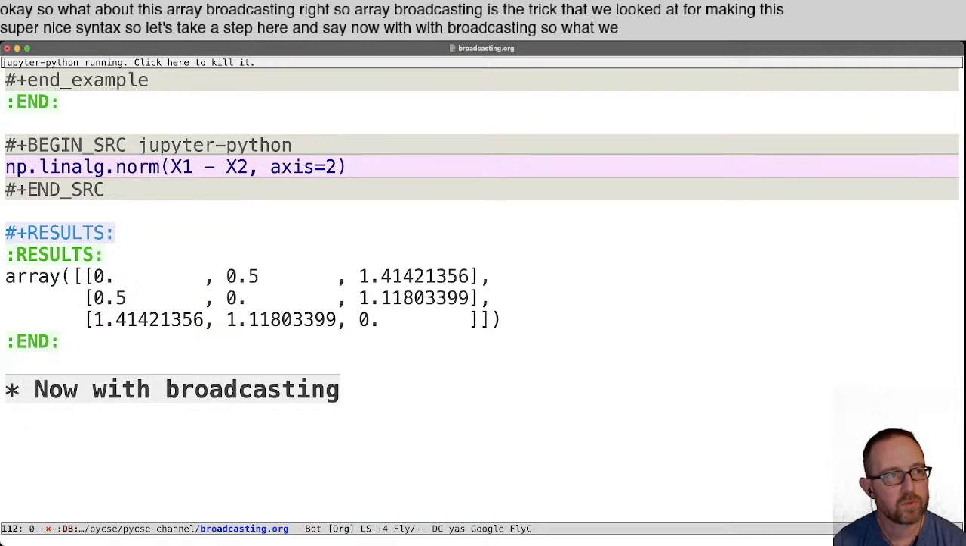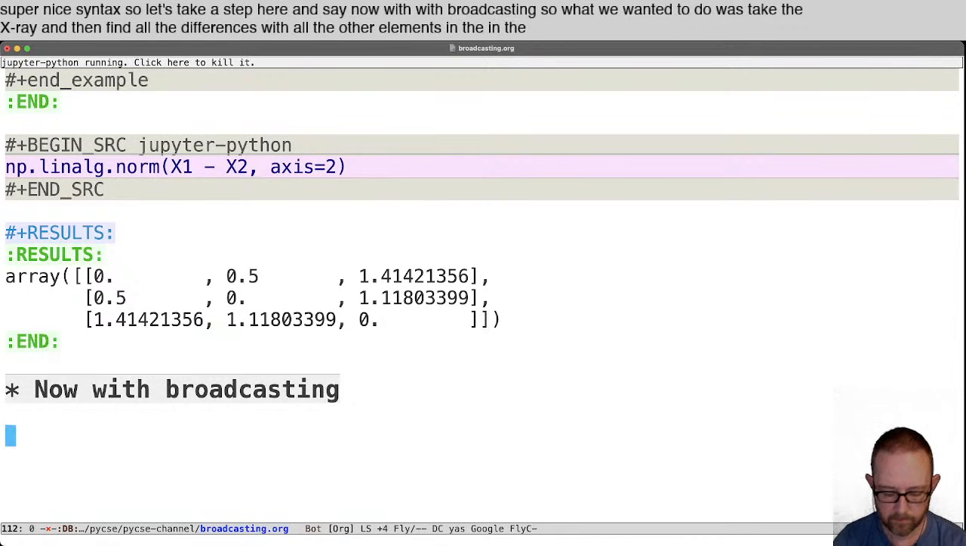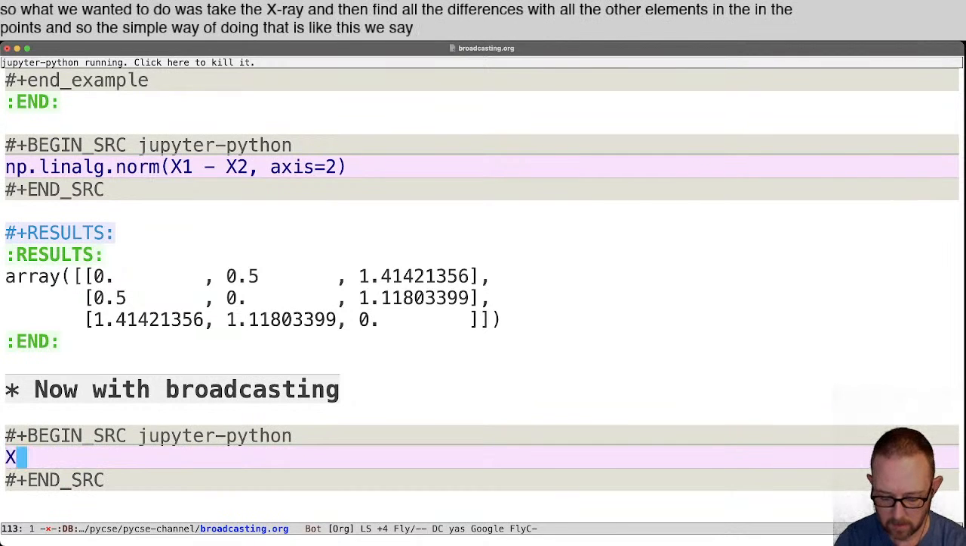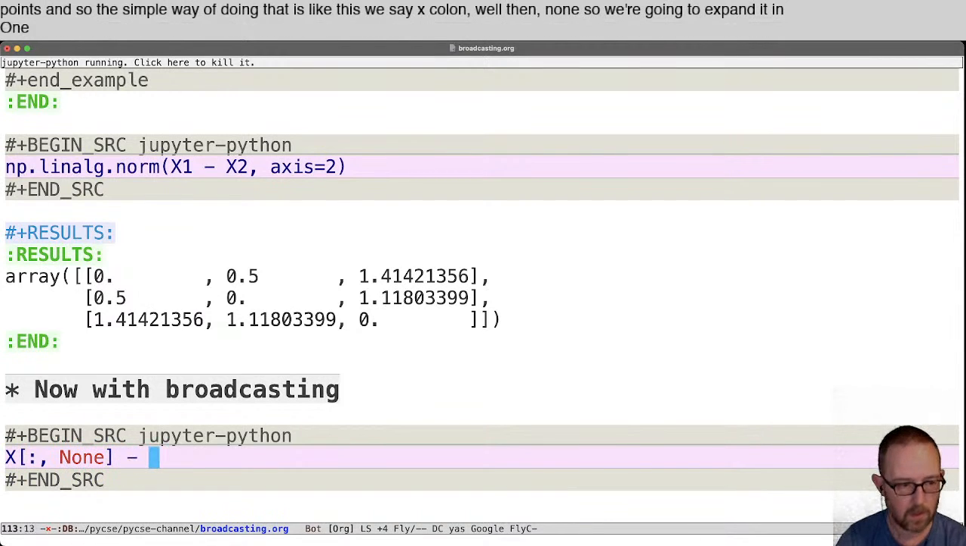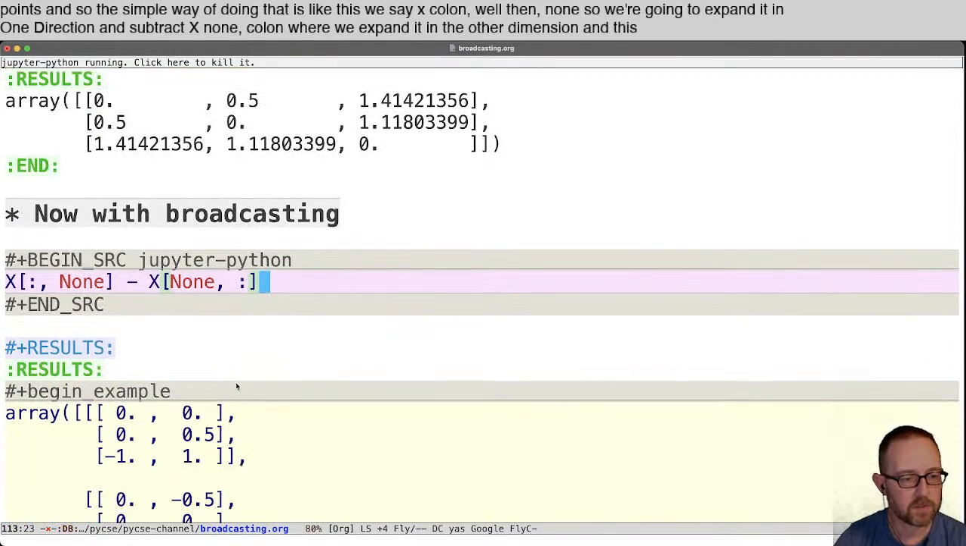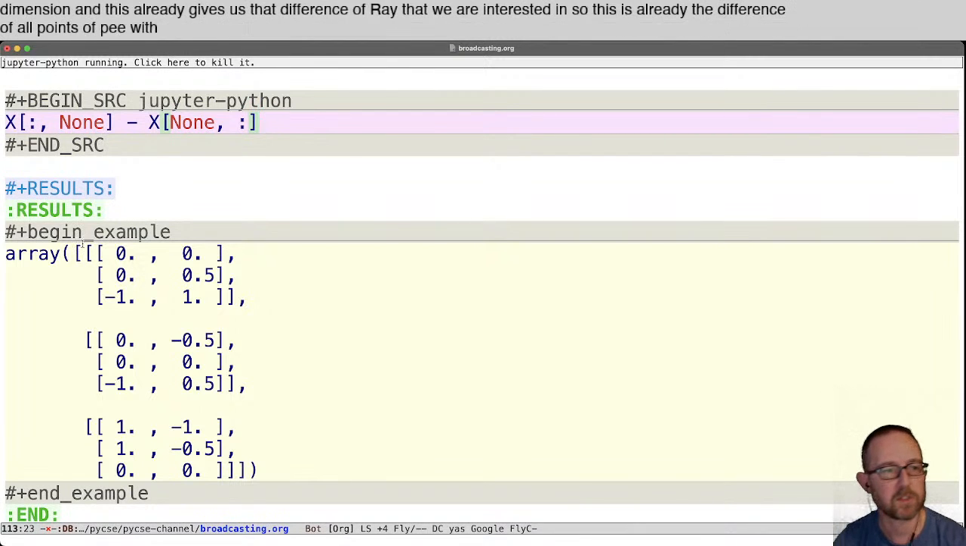So what we wanted to do was take the x array and then find all the differences with all the other elements in the points. And so the simple way of doing that is like this. We say x[:, None], so we're going to expand it in one direction, and subtract x[None, :], where we expand it in the other dimension. And this already gives us that difference array that we were interested in. So this is already the difference of all points of P with all other points of P.